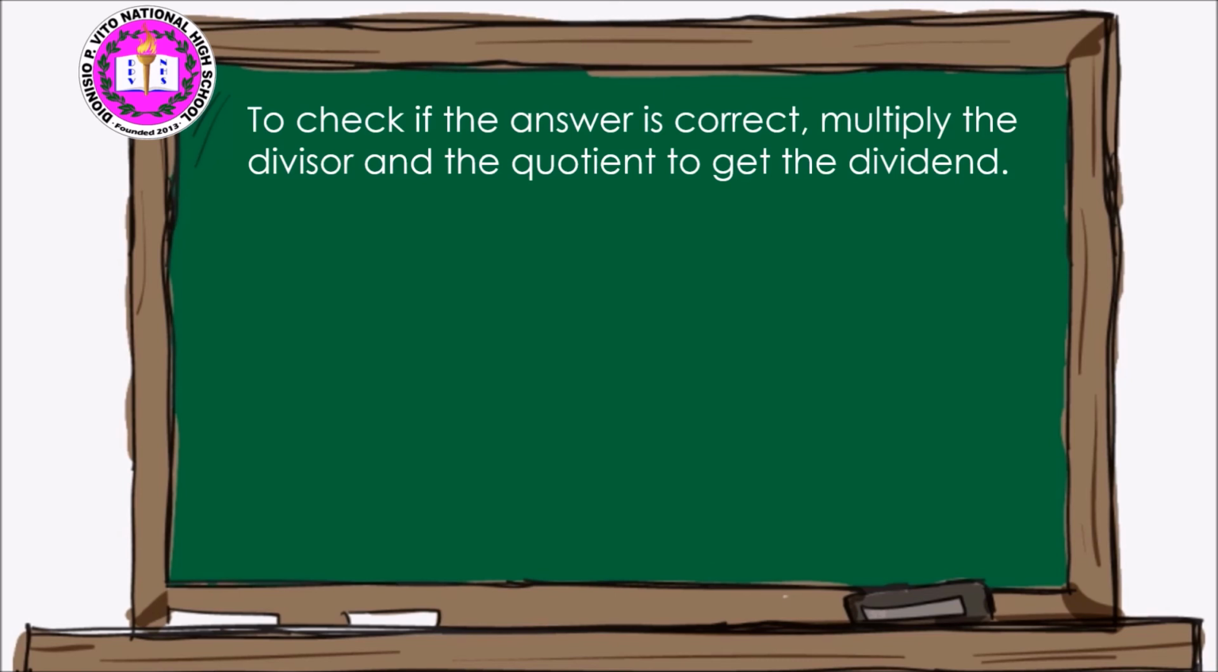To check if the answer is correct, multiply the divisor and the quotient to get the dividend. So our dividend is 15n squared minus 2n minus 24, which is equal to our divisor, which is 3n minus 4, times our quotient, which is 5n plus 6. So we're going to multiply the divisor and the quotient.